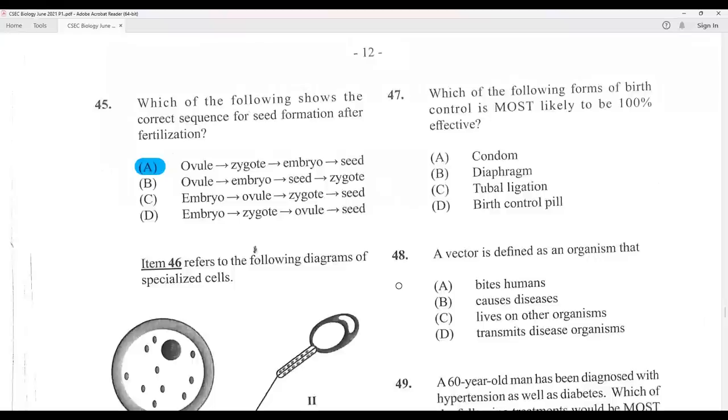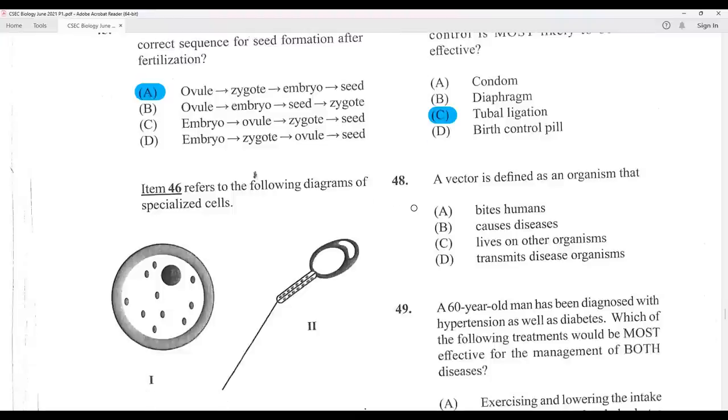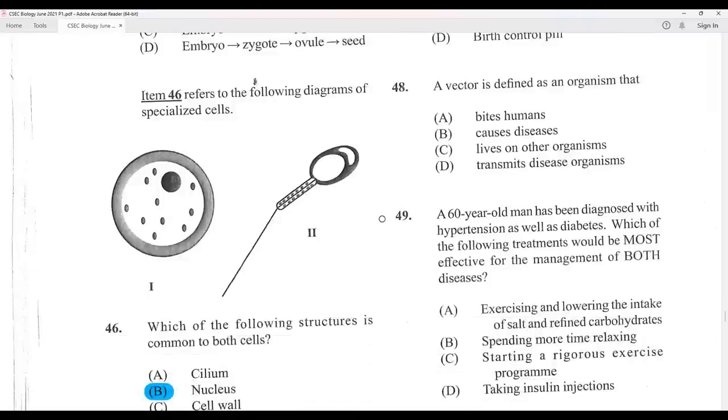47. Which of the following forms of birth control is most likely to be 100% effective? And that will be a surgical method. And the surgical method they have identified is C, tubal ligation. That's for females. 48. A vector is defined as an organism that transmits disease organisms. D.